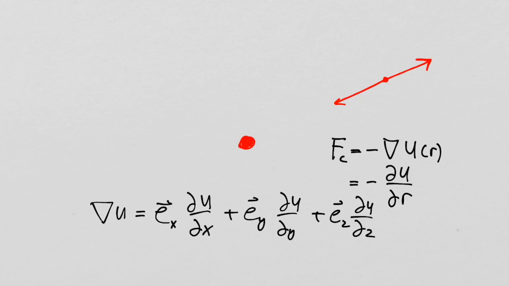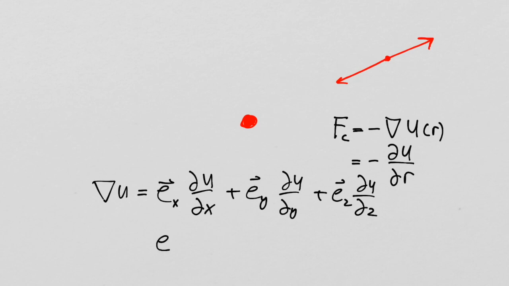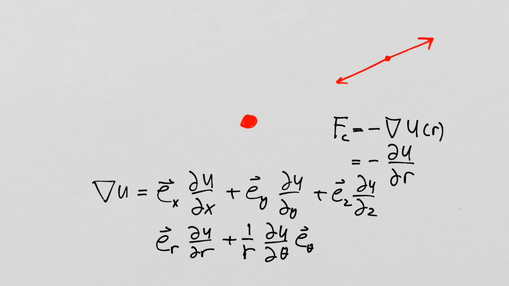But this can be done in spherical polar coordinates, which is what we should consider, which would be e_r dU/dr, plus 1 over r, the coordinate value r, partial of U, partial theta, times the unit vector in the theta direction, and then 1 over r sine theta, partial U partial phi, the azimuthal vector, times the unit vector in the phi direction.